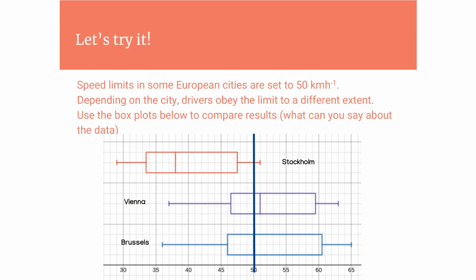Let's look at an example now where we're comparing things. We've got the speed limits in 3 different European cities. We've got Stockholm, Vienna, and Brussels. We can see, remember, all of them have the same speed limit of 50 kilometers an hour.